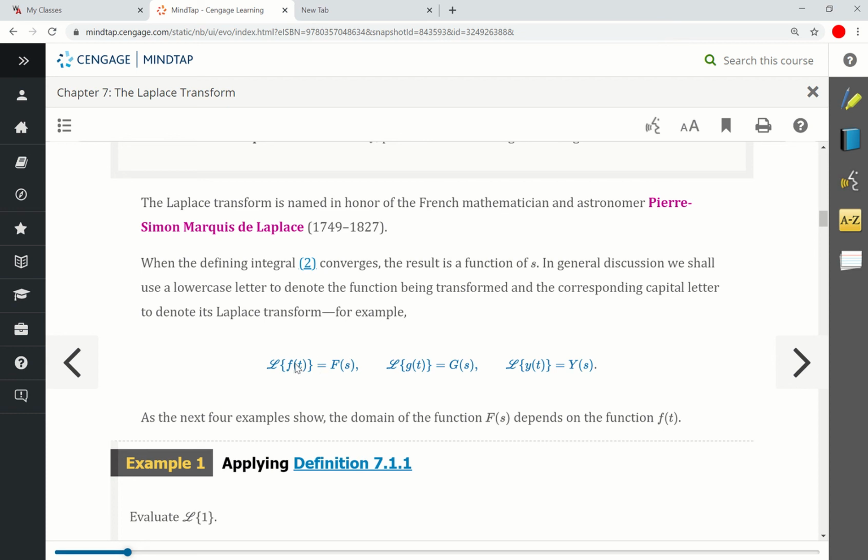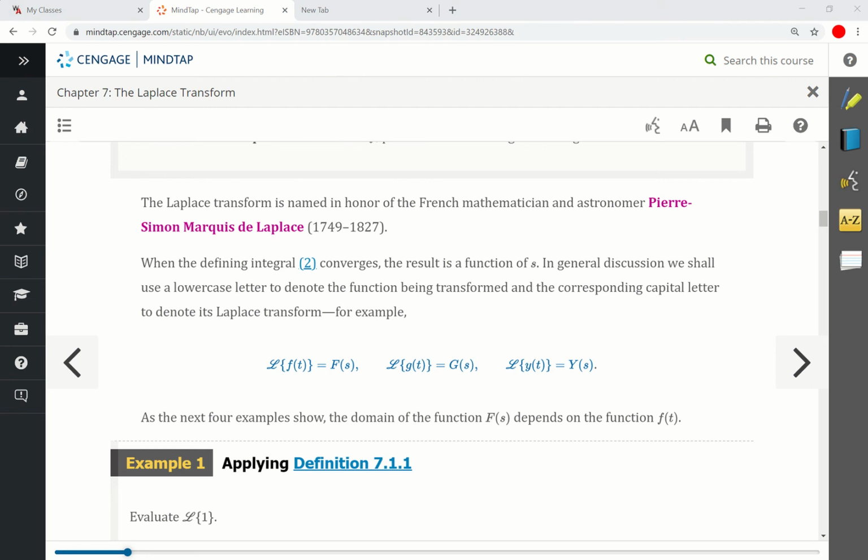Notationally, we'll call this new function the capital version of the original, but with the s variable. So the Laplace transform of f(t) is going to be capital F of s. If we had a function g(t), its Laplace transform will be denoted capital G of s. And if we had a function y(t), its Laplace transform would be denoted capital Y of s.